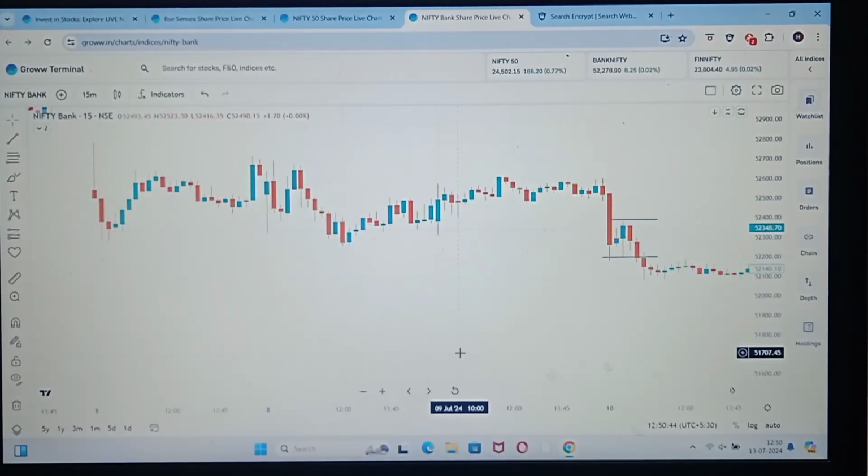Let's see 9 July, how the market performed. So for 9 July you can clearly see the 9:45 candle, we will mark the high and low.